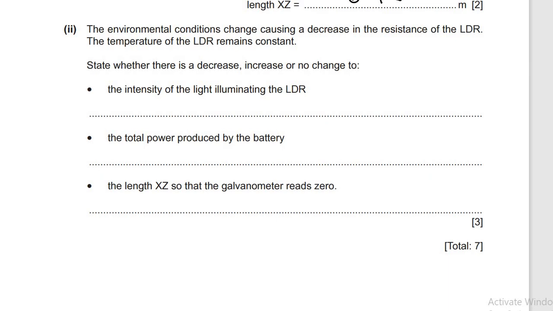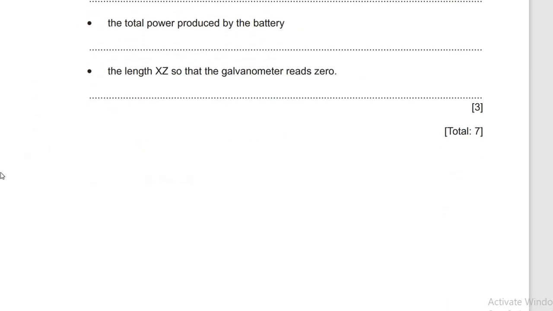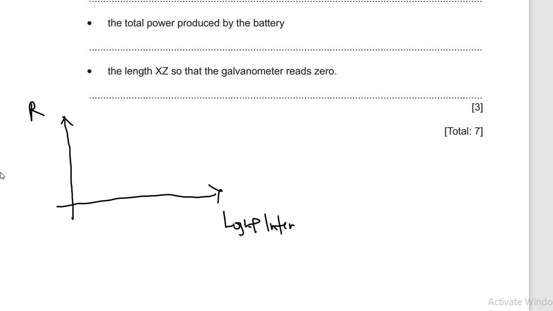And the next question. The environmental condition change causing a decrease in resistance of LDR. State whether there is decrease, increase, or no change for intensity of LDR. Let me quickly summarize the LDR for you. The IV characteristics for LDR is the graph of LDR. We always plot the graph of resistance and light intensity. For LDR, the graph is always like this.